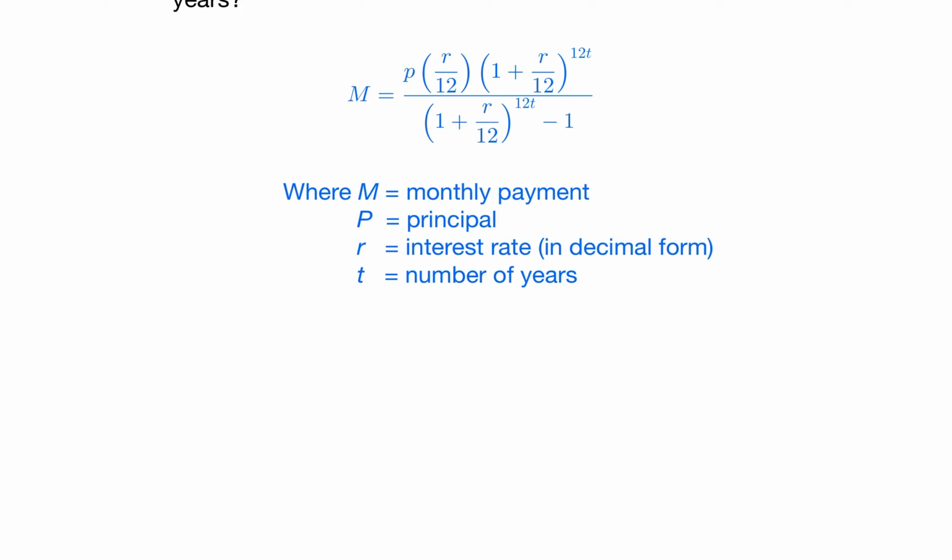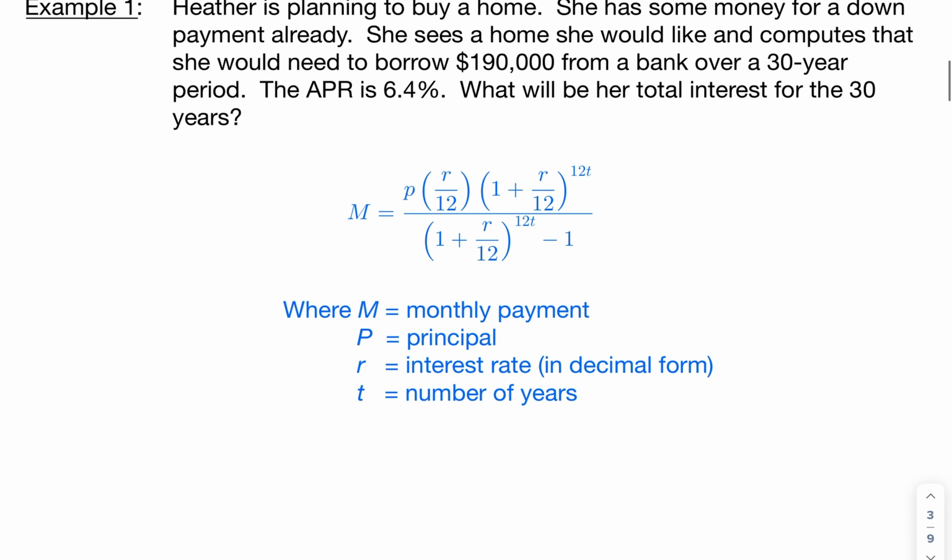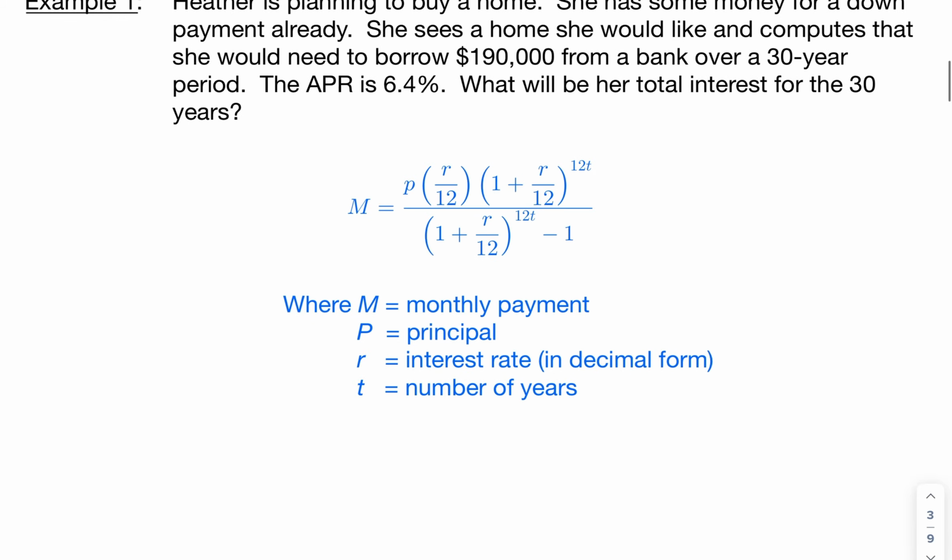Okay, so if you recall from our previous lesson, we were calculating monthly payment. You'll see that the equation to determine monthly payment is defined as the principal. Okay, so in this case, that would be 190,000 times the rate. Okay, and remember the interest rate has to be in decimal form. So in this problem, we have an APR of 6.4%, which means the rate, or the R here, would be 0.064.